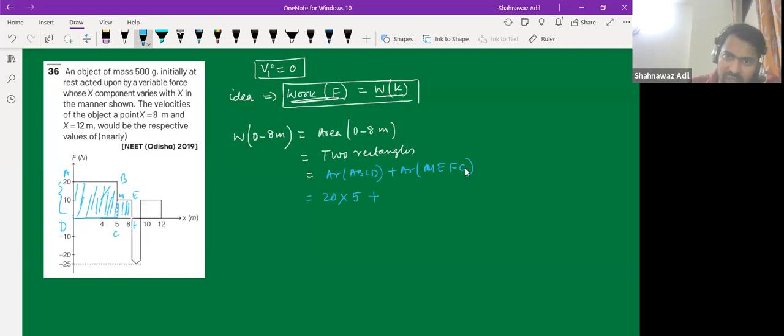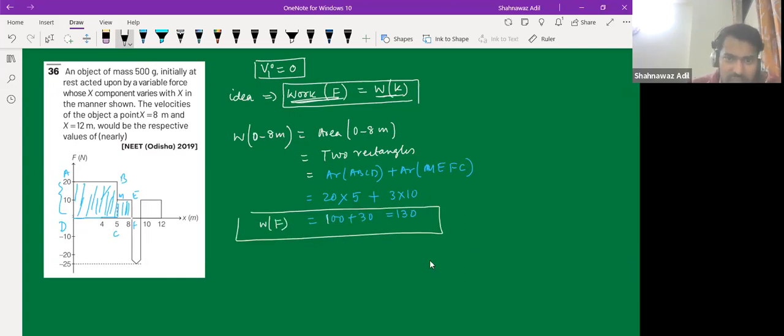And then from MEFC, from here to here, that is 3 into 10. So this is 100 plus 30, so 130. This is the work done from force. Clear?